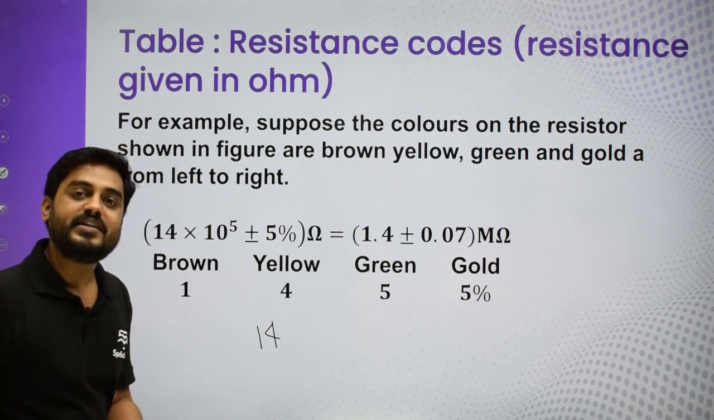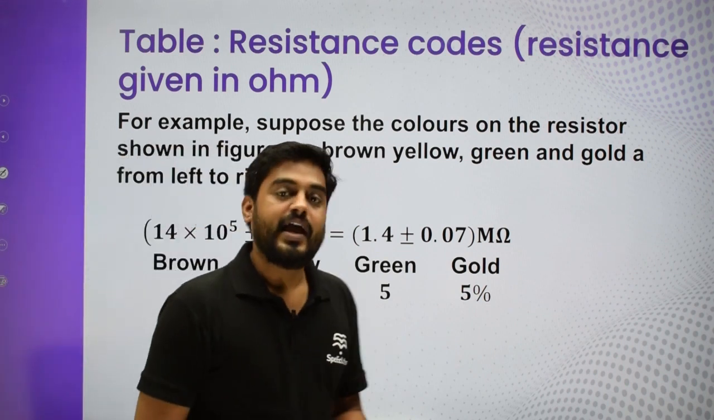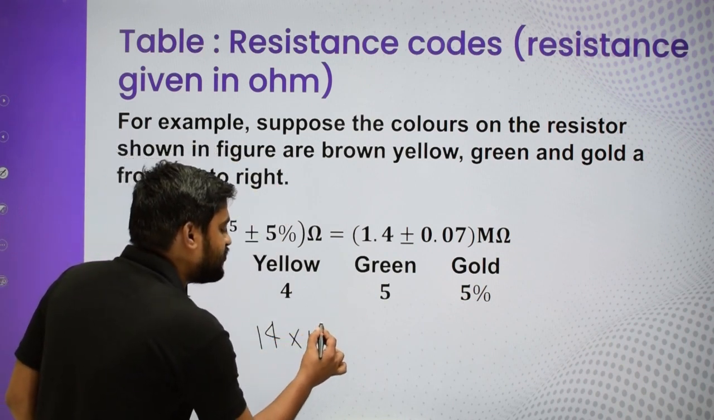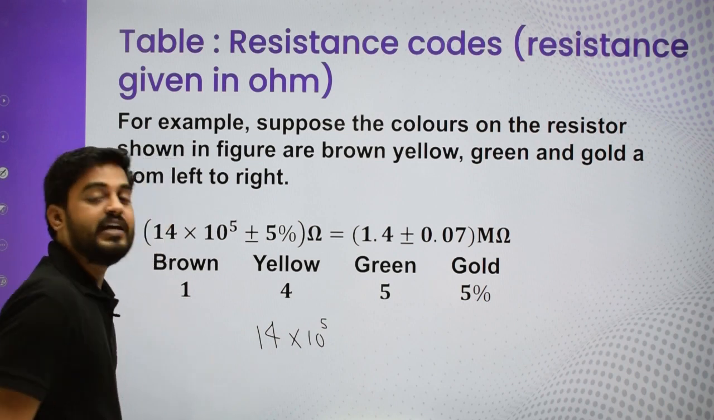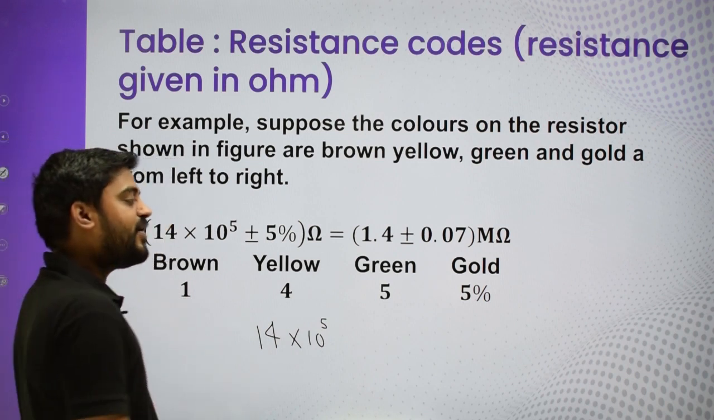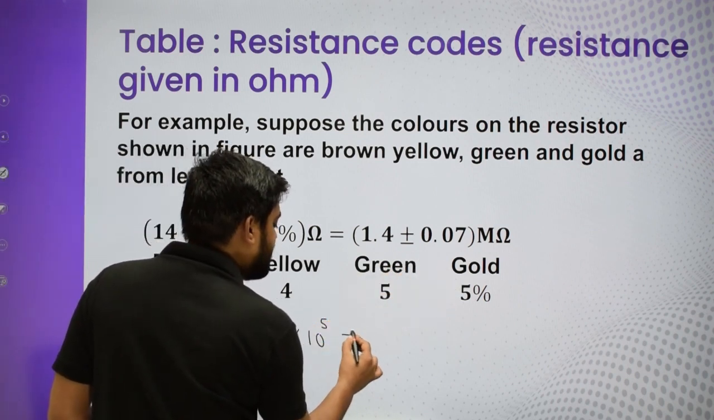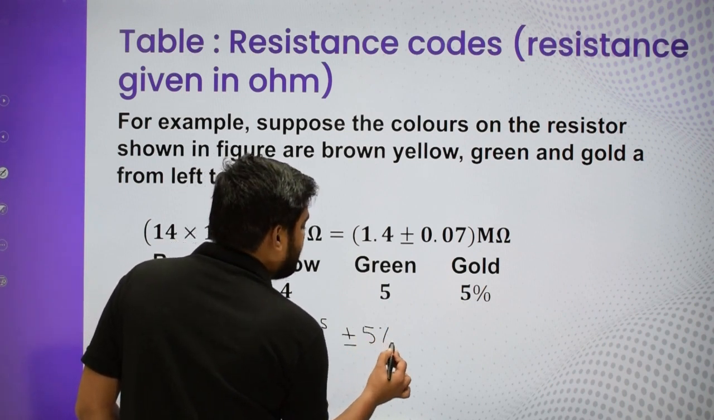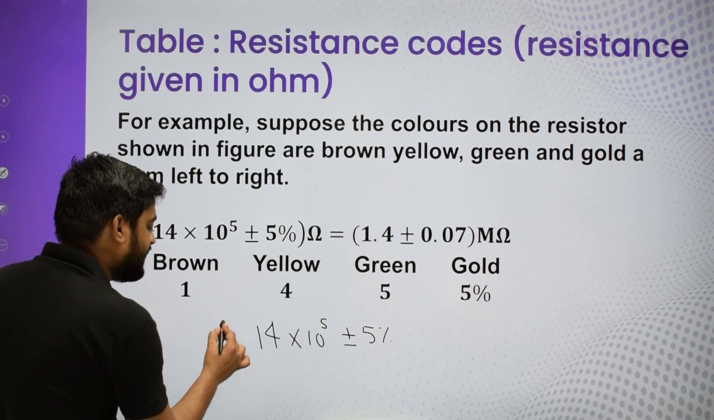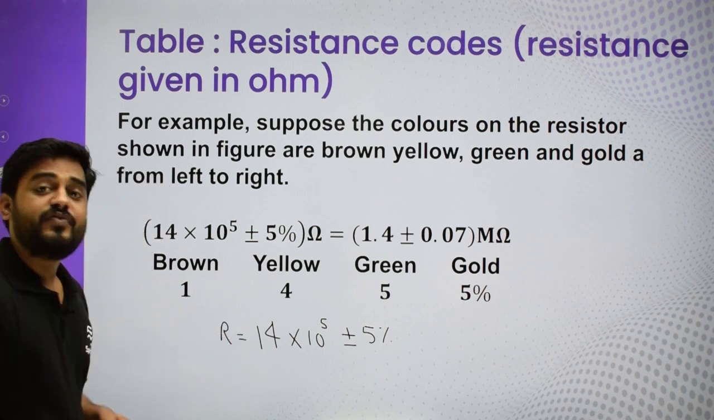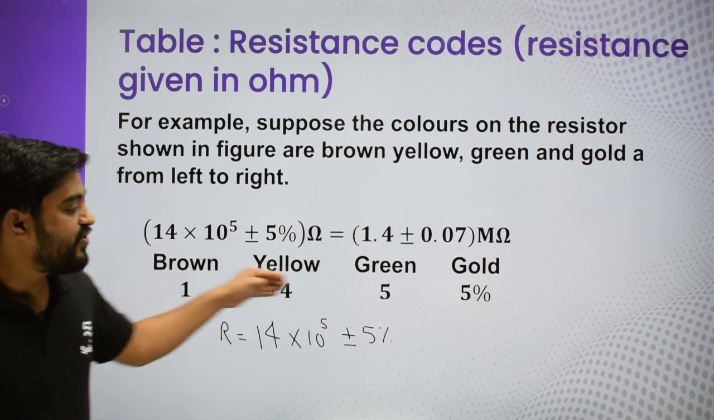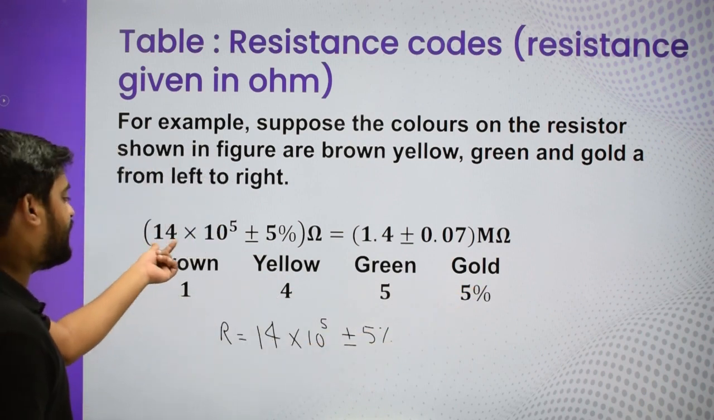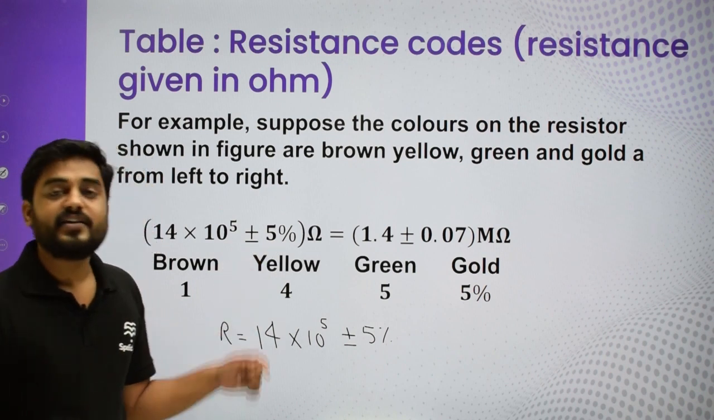The third strip represents the multiplier, and green represents 5. So it is basically representing 10 raised to power 5. So the multiplier is going to be 10 raised to power 5. And what about gold? Gold is 5%. So the tolerance level is plus minus 5%. And this is going to be the value of the resistance of the resistor having these 4 strips in this particular order. It is also written as 14 into 10 raised to power 5, plus minus 5%.